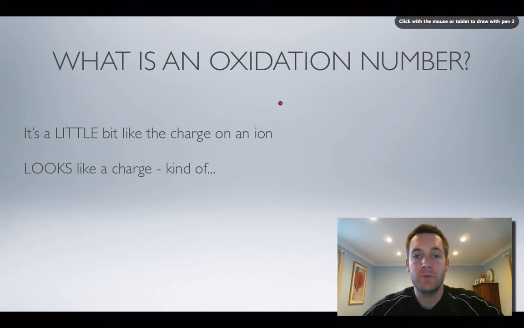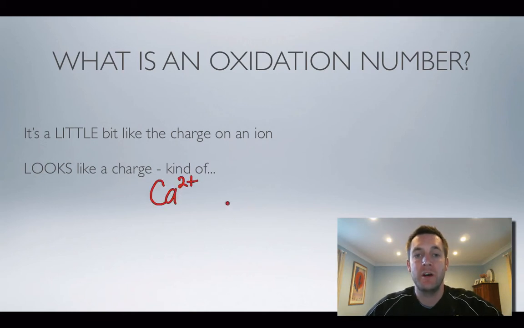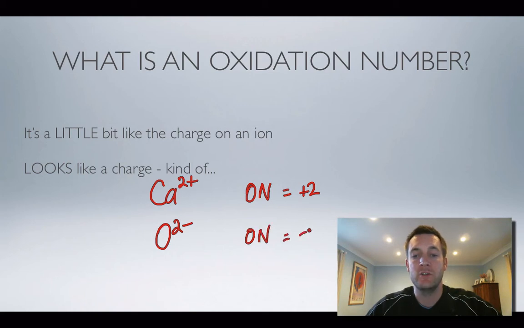It is important to be able to write it down, though. So if I was asked what's the oxidation number of calcium in a calcium ion, so there's a calcium ion, I'd say that its oxidation number is +2. Okay, and if I was asked about the oxidation number of oxygen in an oxide ion, then its oxidation number would be -2.